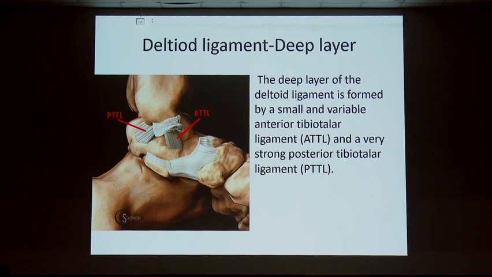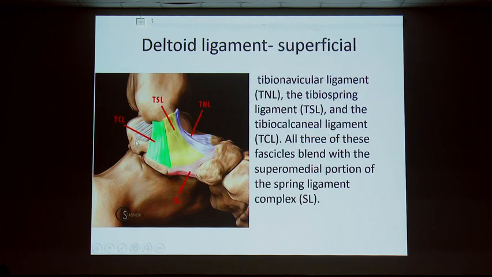Coming to the medial ligament, it is called as deltoid ligament. Deltoid ligament is having two important fibers: superficial fibers, deep fibers. What are the deep fibers? Deep fibers will have two bands: anterior band, posterior band. Posterior band is very important. It is anterior tibiotalar, posterior tibiotalar. The posterior band is very important. And how we have to look at all these things, I will show in next slices.